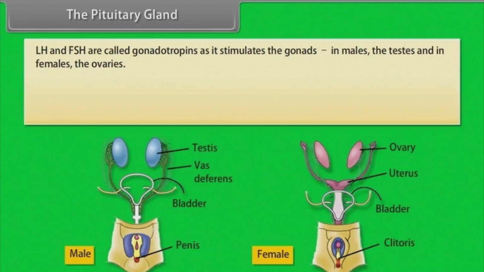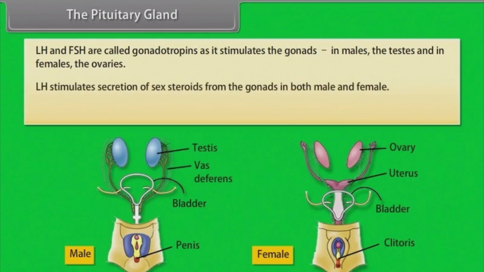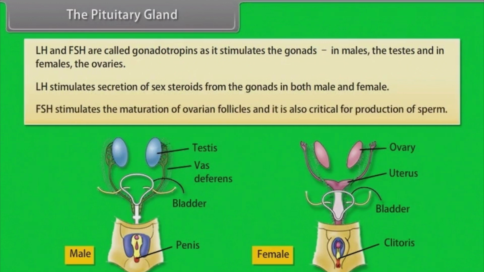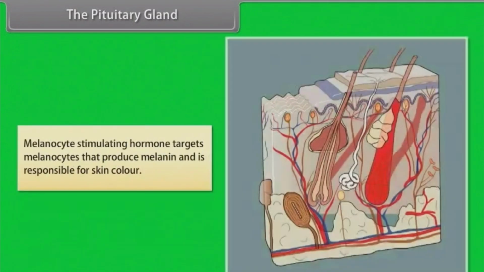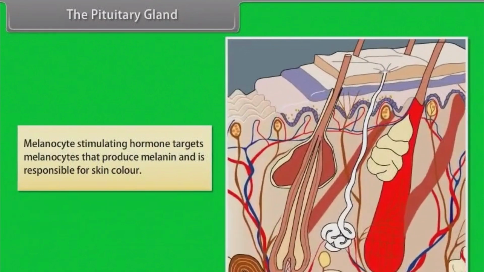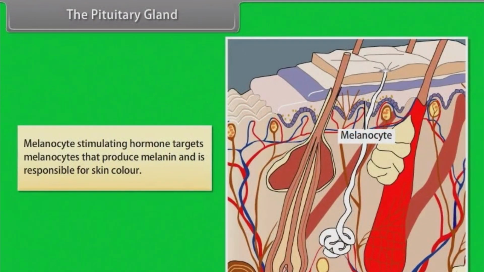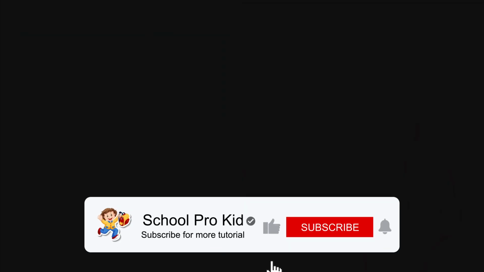in females the ovaries. LH stimulates secretion of sex steroids from the gonads in both male and female. FSH stimulates the maturation of ovarian follicles, and it is also critical for production of sperm. Melanocyte-stimulating hormone targets melanocytes that produce melanin and is responsible for skin color.